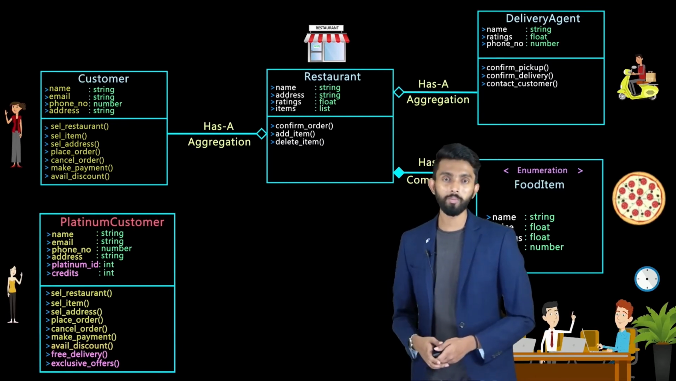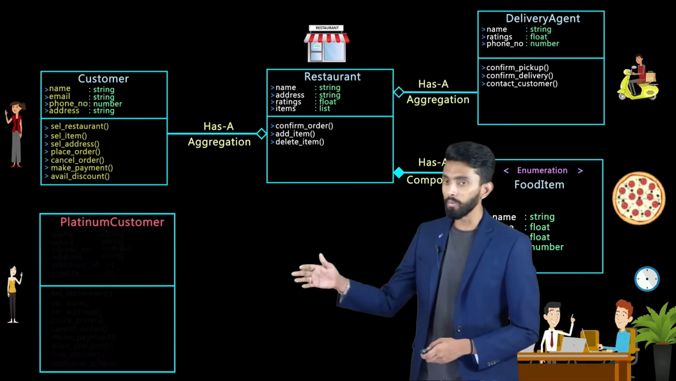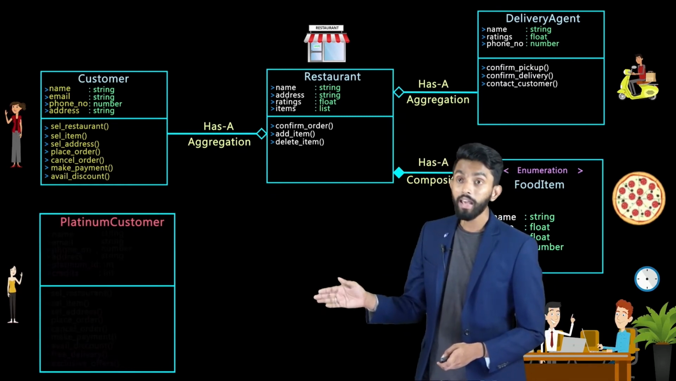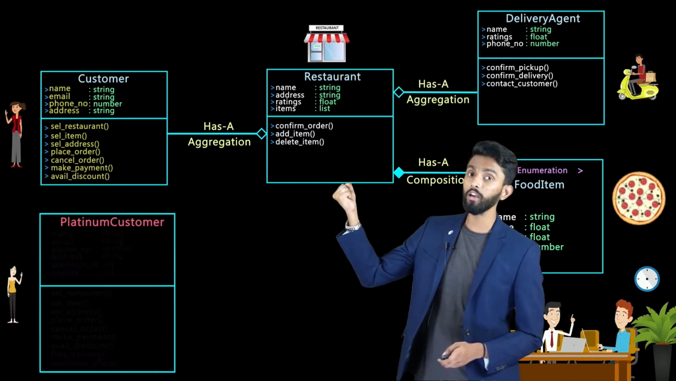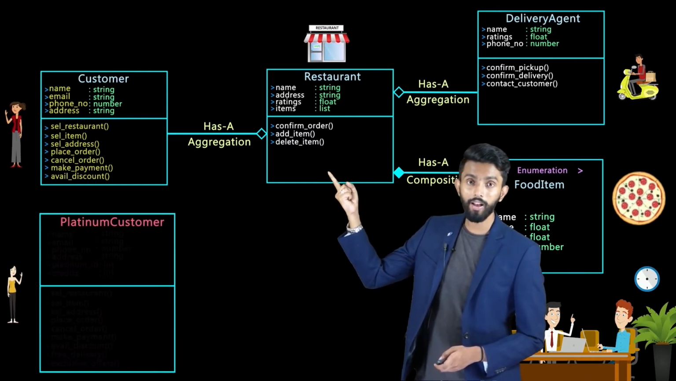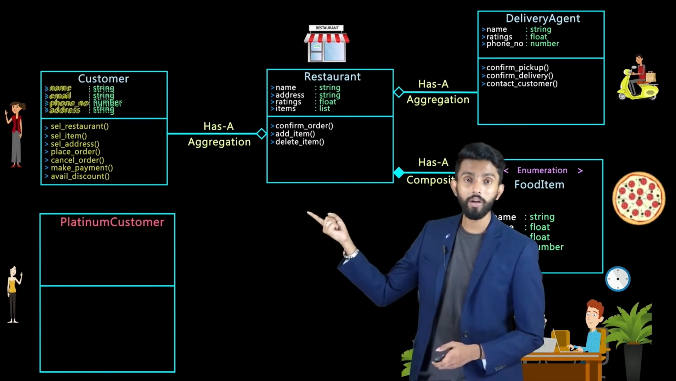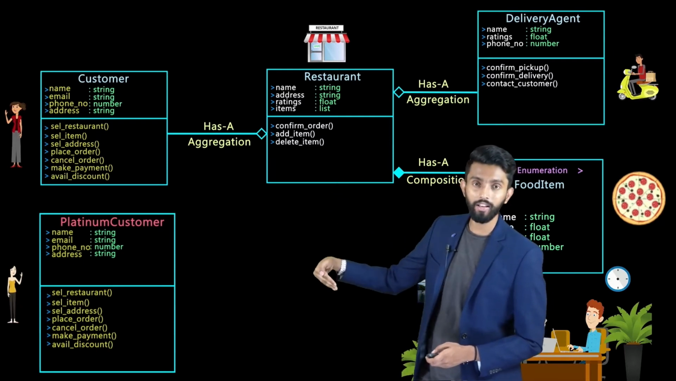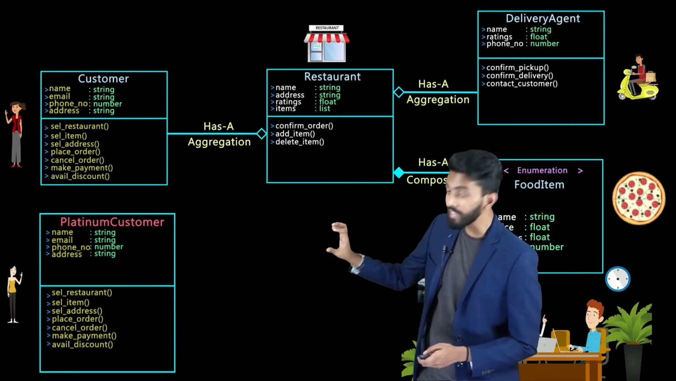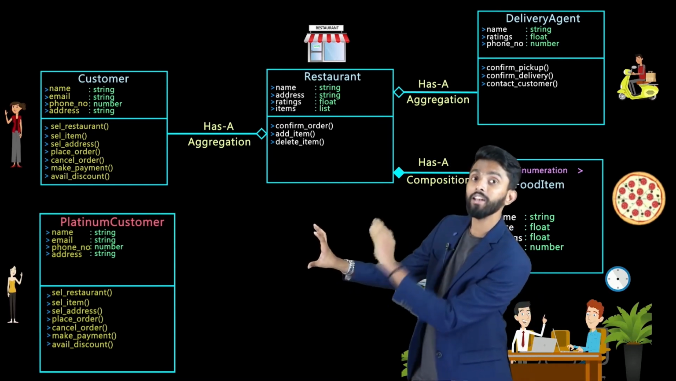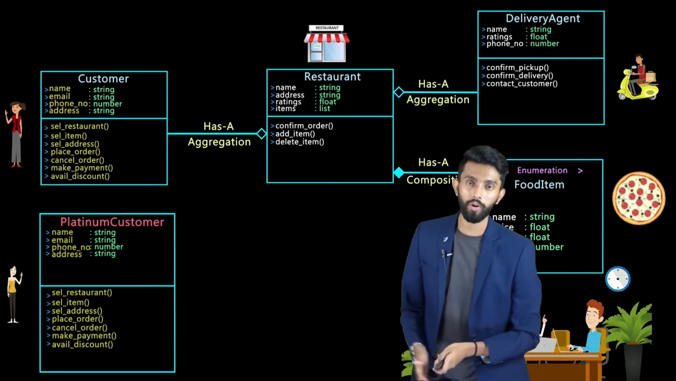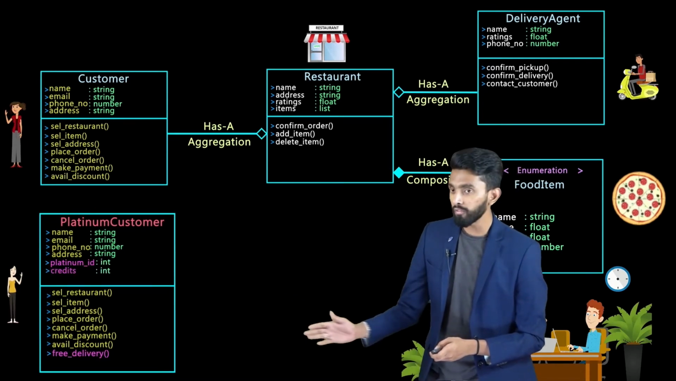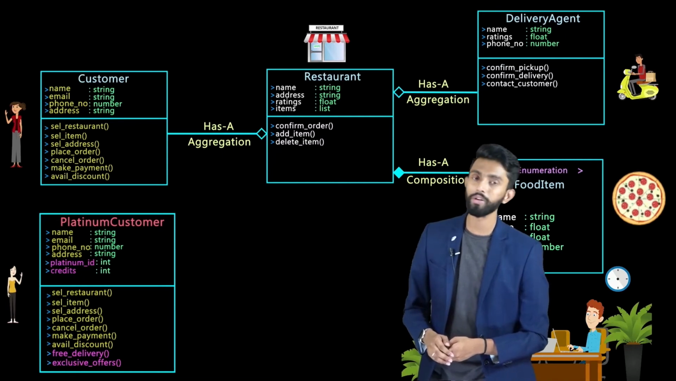What is the relationship, if you ask me? Please understand, I'll remove all this from the platinum customer. I will make the platinum customer inherit all that it requires from that customer class. And that relationship is technically called inheritance. See, I've inherited. After inheriting, all I will do is, whatever is extra, I will extend the code. I will add that extra code. So like this, I'm going to just add that platinum ID, I'm going to add that credits, and of course in the behavior, free delivery and exclusive offer.